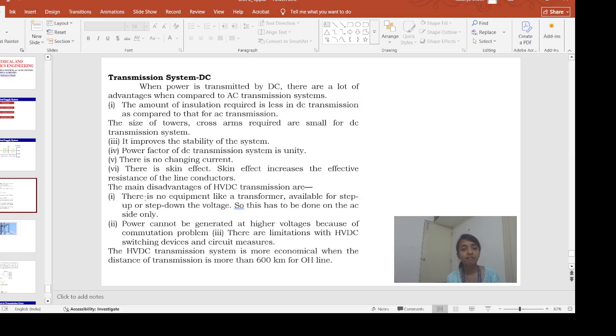What are they? There is no equipment like a transformer available to step up or step down the DC voltage, so this has to be done on the AC side only. First I need to convert the AC to DC in order to transmit the power using the high voltage DC transmission line. Then again at the receiver side, I need to convert the DC power back to AC. Now, why do we give AC at the input side of transformers, why not DC?